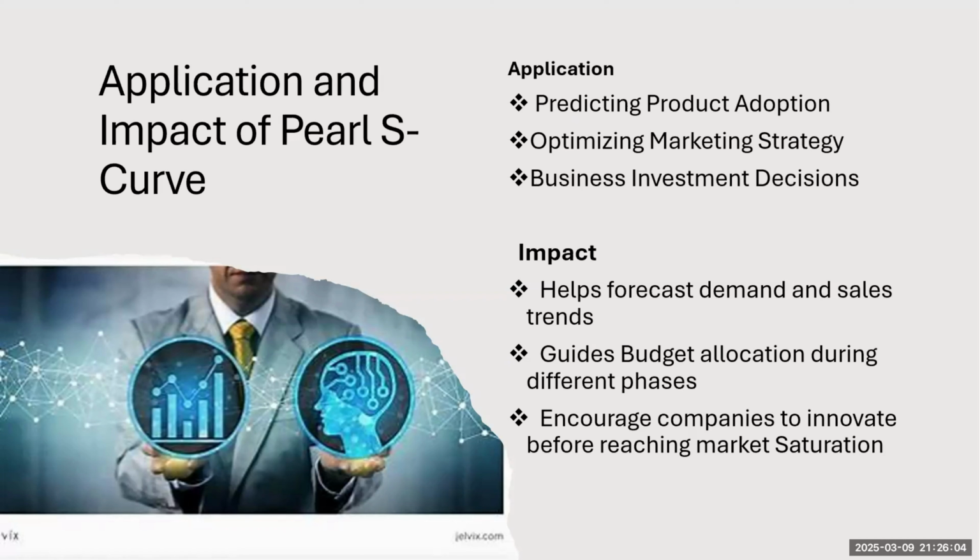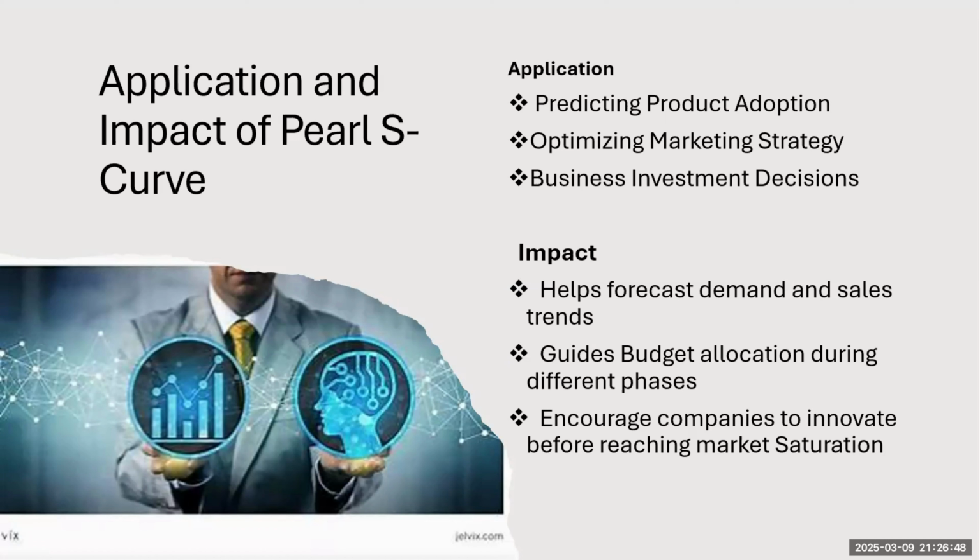Secondly is optimizing marketing strategy. Different strategies are needed in different stages. In the introduction phase, we need to educate customers and target innovators. In the growth phase, we need to do heavy marketing and expand the reach. And in the maturity phase, differentiating the product and focusing on retention. We can take the example of the iPhone. Apple continuously launches new products to reset the S-curve, maintaining the demand.